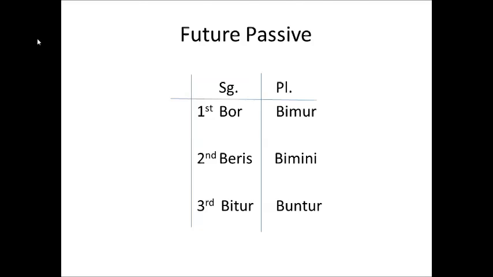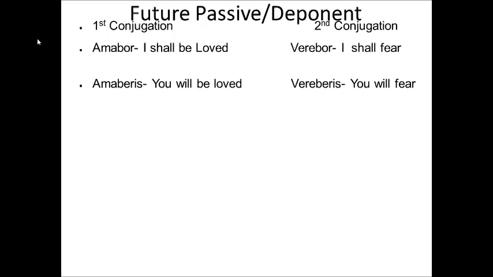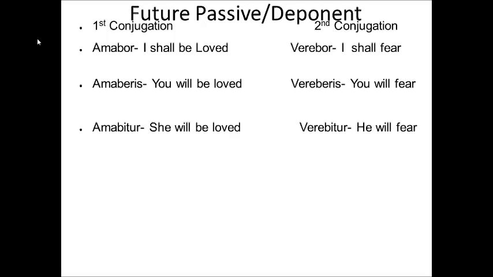And here we go. Amabor, I shall be loved. Verebor, I shall fear. Second person singular. Amaberis, you will be loved. Vereberis, you will fear. Third person singular, I chose feminine for this one. Amabitur, she will be loved. Verebitur, he will fear. I chose she will be loved because it reminded me of the Maroon 5 song of the same name.